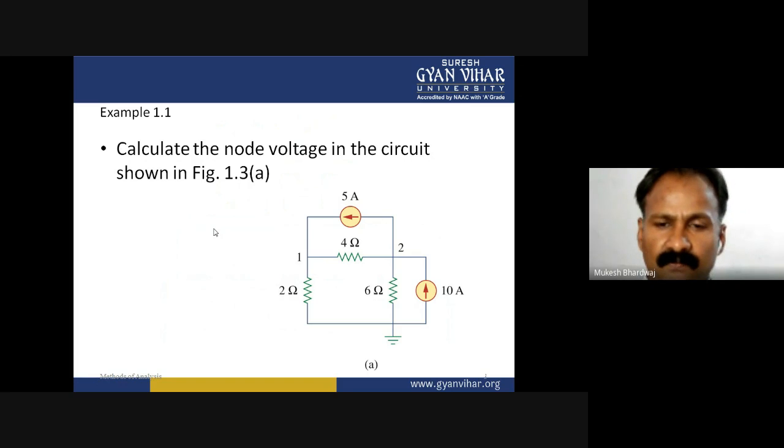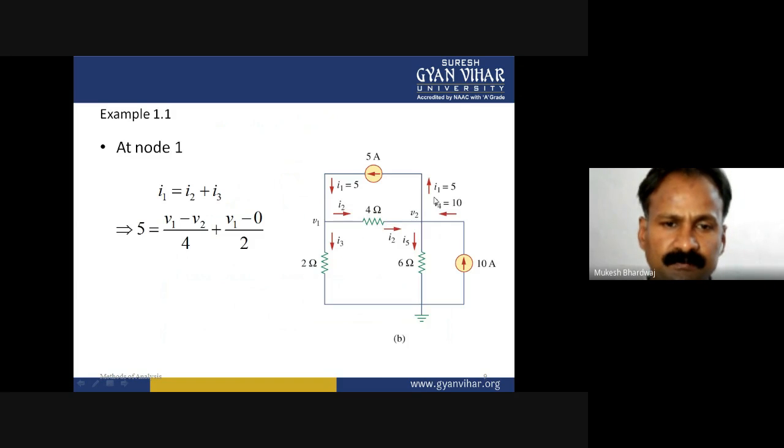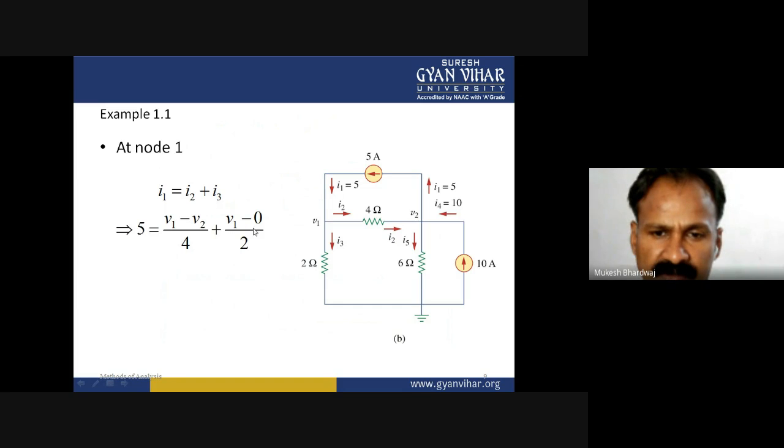So two equations are formed and there are two unknowns. With two equations and two variables, we can easily solve by putting the values from one equation into the other equation and get the result. Now see the solution. At node 1, that is V1, I1 is equal to I2 plus I3. I1 is already given, that is 5 ampere. Now I2 can be calculated as V1 minus V2 upon 4, and I3 as V1 minus 0 upon 2.